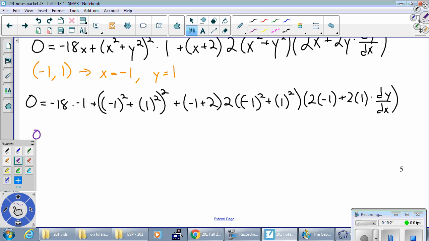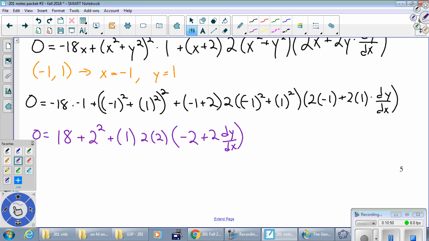Okay, 0 equals negative 18 times negative 1, that's 18. In the parentheses, be very careful, that is a positive 2, and it is being squared. Plus, the next parentheses is a positive 1, and there's a 2. It actually doesn't have parentheses for the 2. The next parentheses, again, is a positive 2. Be careful there. Next parentheses, I see negative 2 plus 2 dy dx. It already looks much better.